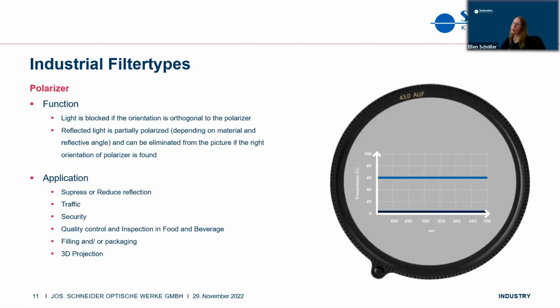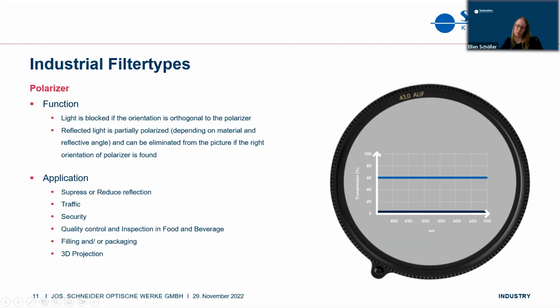And one more type of filters are the polarizers. These are a little special, and we need to know that light normally is not orientated, so all the waves are going in chaos, I would say. And with a polarizer, you can choose one direction of the light, and this phenomenon is very great to suppress and reduce your reflections.